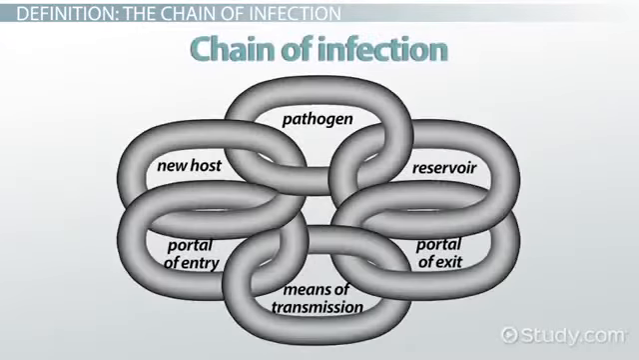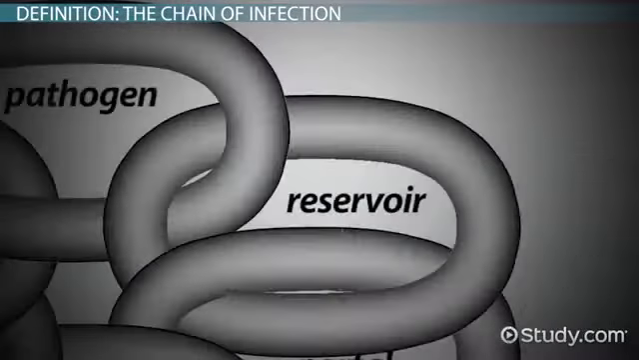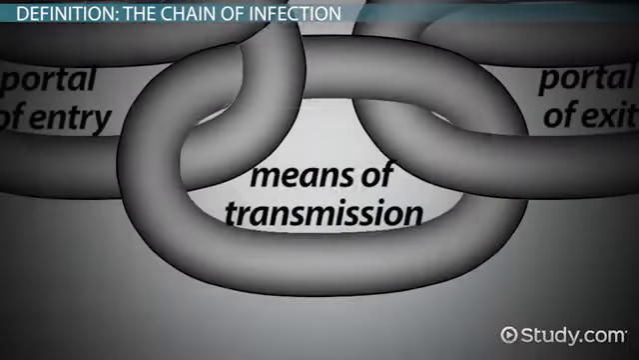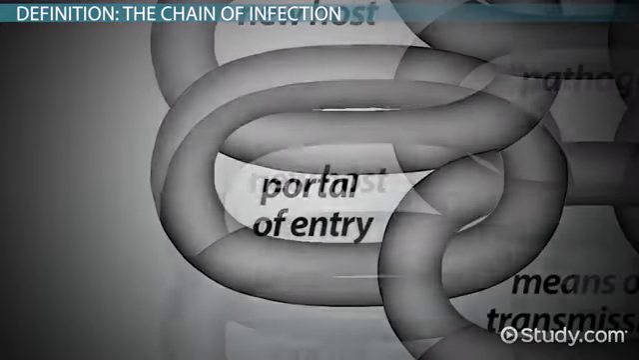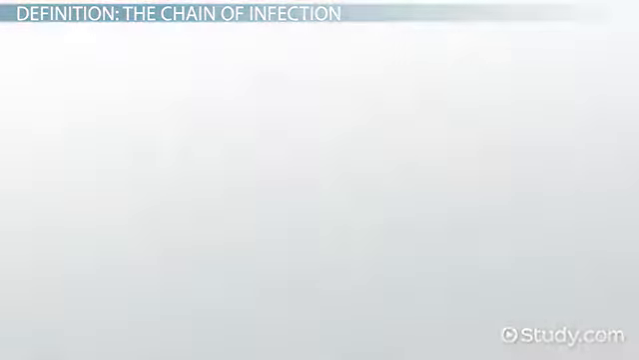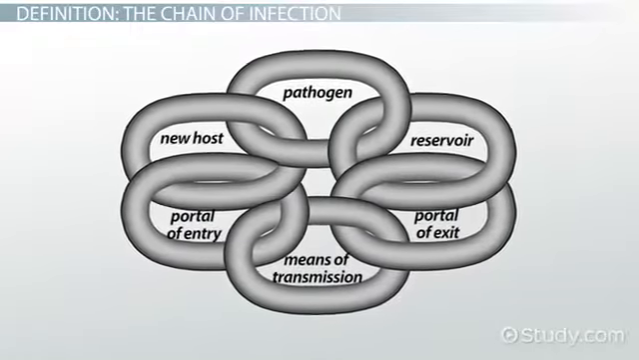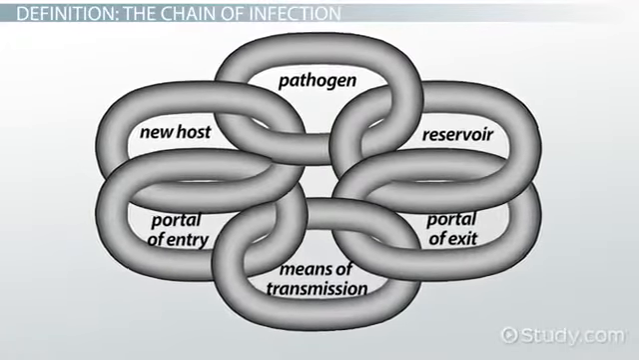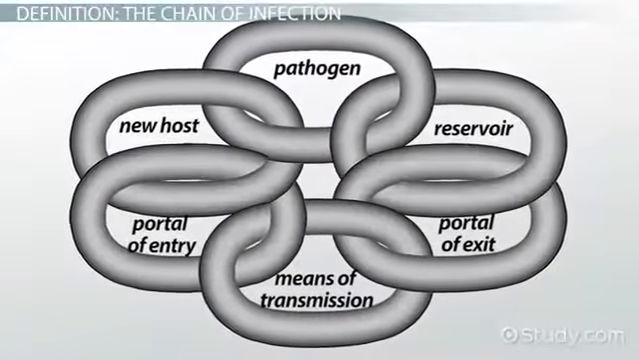The chain of infection, if we think of it as an actual chain, is made up of 6 different links: pathogen, reservoir, portal of exit, means of transmission, portal of entry, and the new host. Each link has a unique role in the chain, and each can be interrupted or broken through various means.